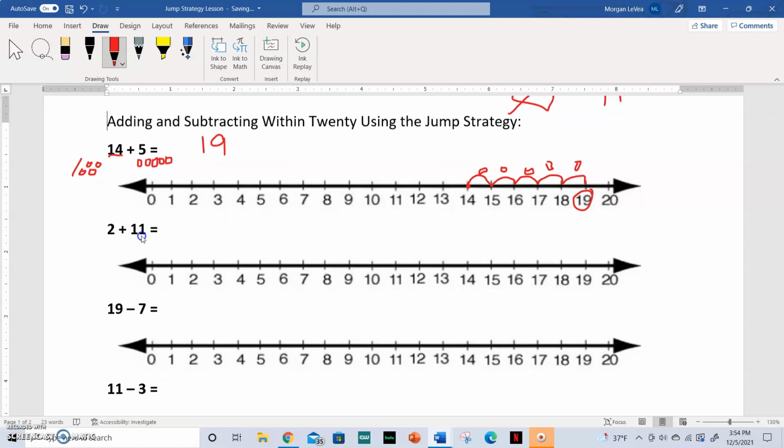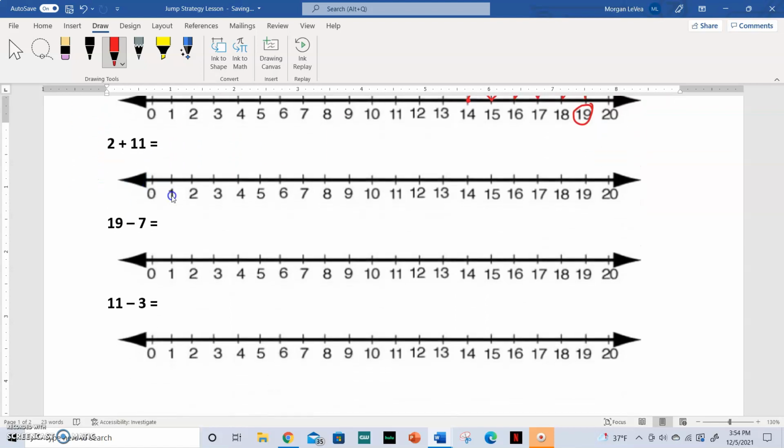All right. Now, if we go to the next question, we have 2 plus 11. So we're going to start at 2, right there, and we're adding 11, which is 1 ten, right? That's one group of tens, and then we have 1 ones left over. So if we're going to go by a group of tens, we're going to have to count up to 10. Ready? 1, 2, 3, 4, 5, 6, 7, 8, 9, 10. That brings us to 12.